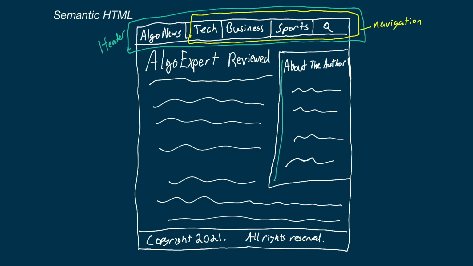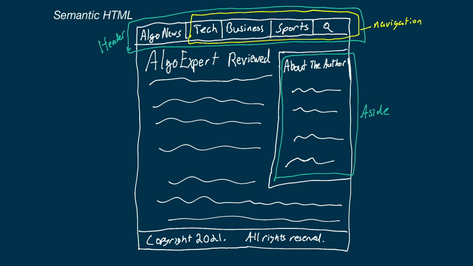Next, we have this about the author section. And this is sort of aside content because we could take this content out of the document and it would still make sense. You could still read this review of Algo Expert without knowing who the author is. It's nice to know who the author is to see if it's something you can trust, but it's not necessarily information that you need to be able to read this article.